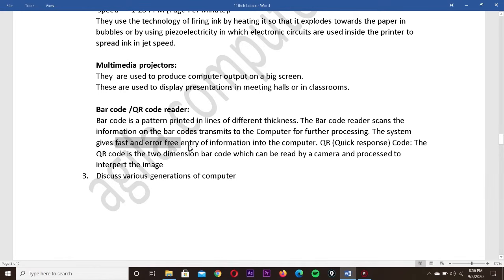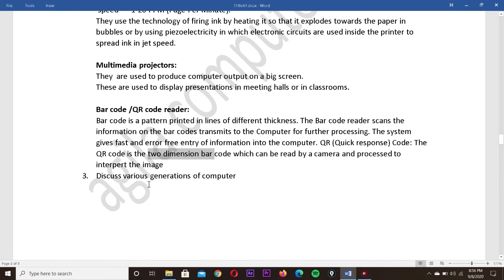When a human being types the data manually, we may make mistakes. But when we use barcode, errors will not occur. So we can also enter data fast. Next one is QR. QR means quick response code. It is 2-dimensional, whereas barcode is single dimension. With 2 dimensions, more information can be stored and processed.